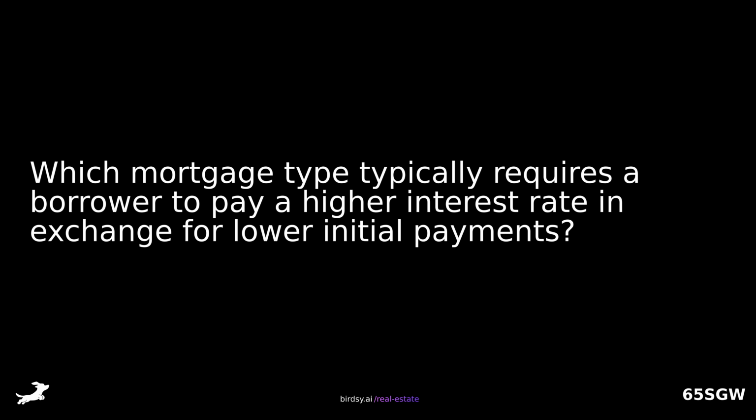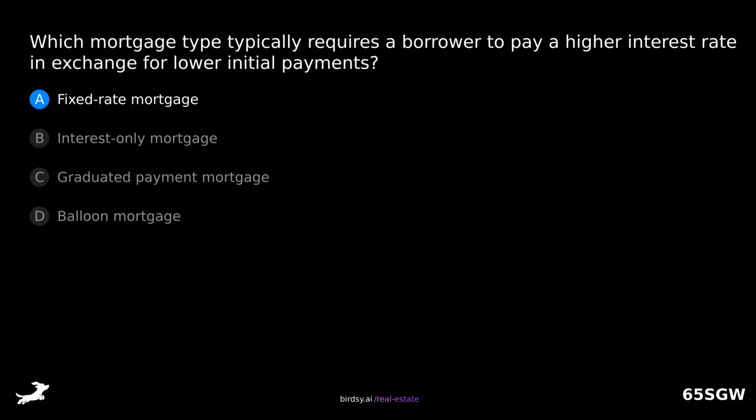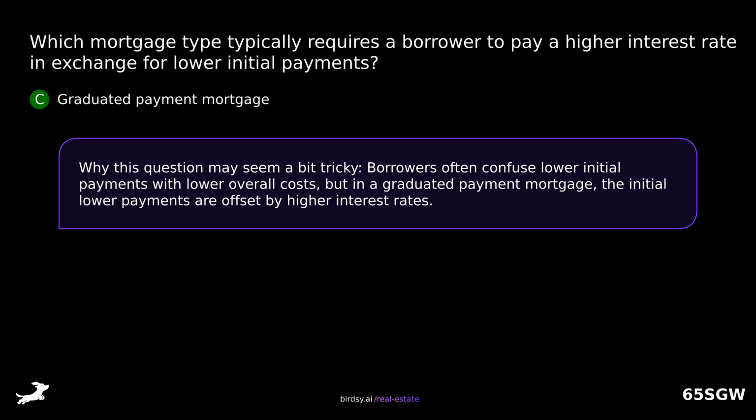Which mortgage type typically requires a borrower to pay a higher interest rate in exchange for lower initial payments? Is it A, fixed-rate mortgage, B, interest-only mortgage, C, graduated payment mortgage, or D, balloon mortgage? The correct answer is C, graduated payment mortgage. Why this question may seem a bit tricky. Borrowers often confuse lower initial payments with lower overall costs, but in a graduated payment mortgage, the initial lower payments are offset by higher interest rates.